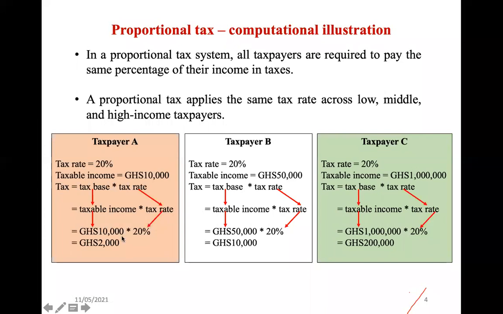So at the end of the day, taxpayer A ends up paying 2,000 in taxes. Taxpayer B ends up paying 10,000 in taxes, and taxpayer C pays 200,000 in taxes. So these are mathematical illustrations of the 3 different types of taxes we have. Is there any question from you?